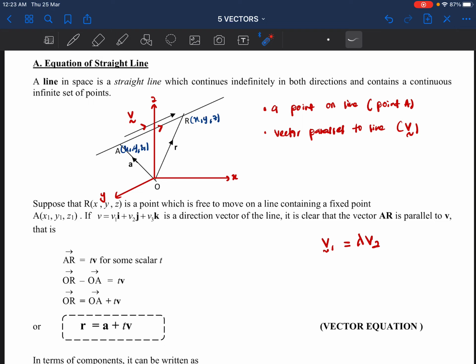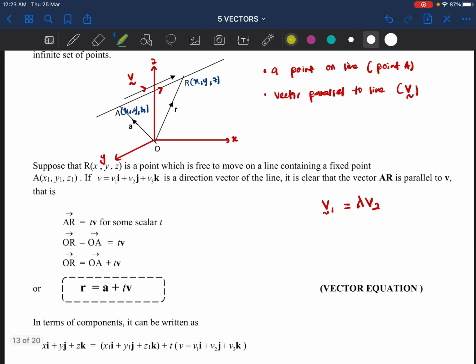Okay, so sekarang AR kamu ni kita boleh tukar kepada OR minus OA. Itu dah biasa. So TV kita equals to TV lah. So kita susun balik, kita ada OR equals to OA plus TV. So OR ni ialah vector R, OA is vector A, TV ialah TV lah. So the first one ni yang kita tengok ni, ini kita panggil sebagai vector equation.